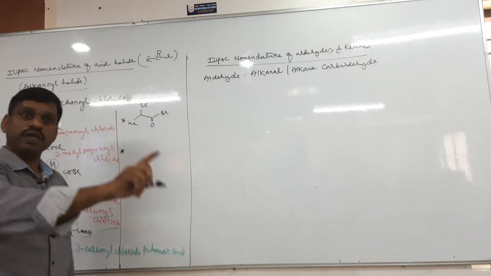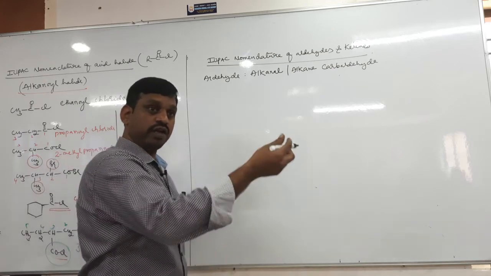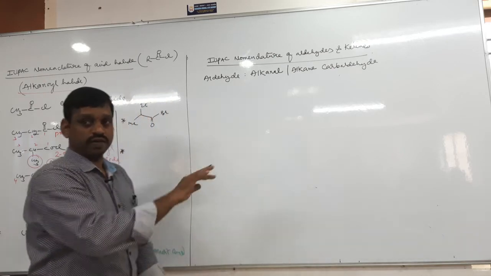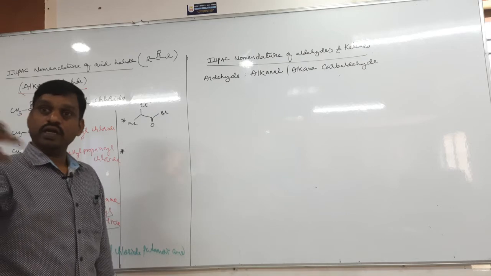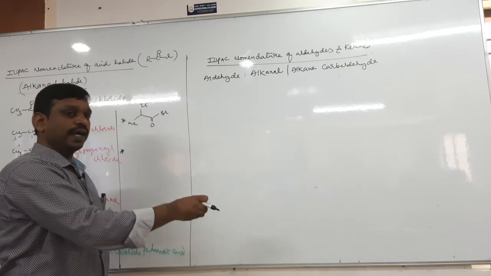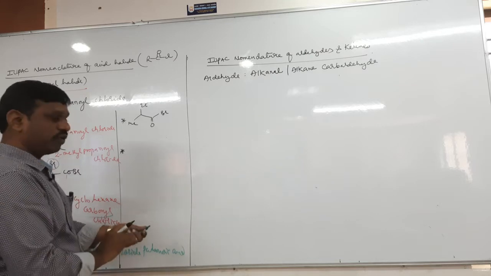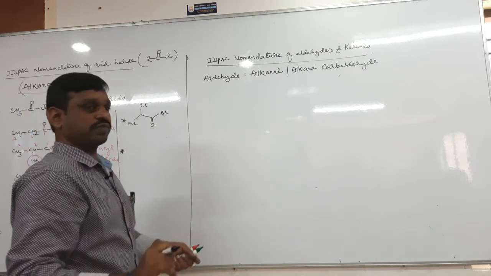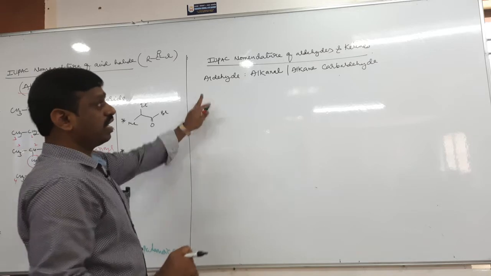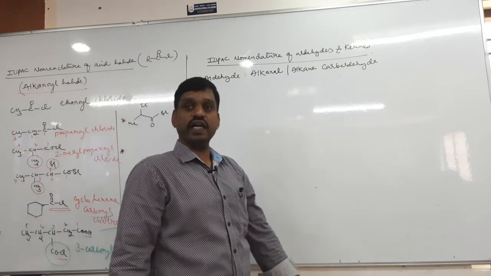See, all this nomenclature comes in second PUC in the individual topic. There I don't teach once again. When the aldehyde topic comes, nomenclature comes again there, but I won't explain nomenclature one more time. This is the only time. That's why we are taking time to finish all the concepts. So therefore, aldehyde: alkanal, alkane carbaldehyde.